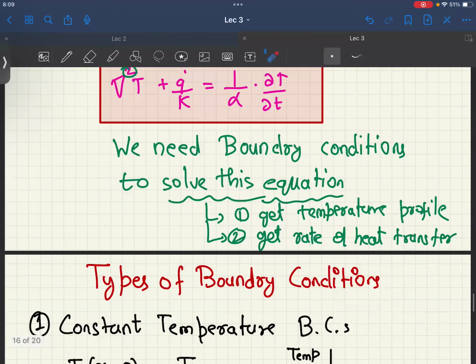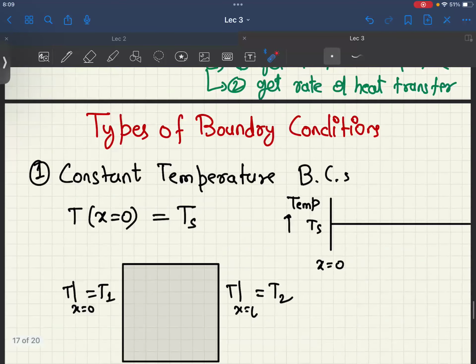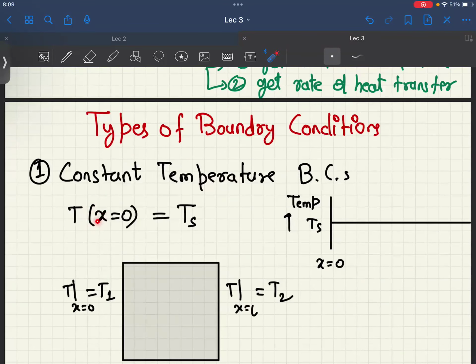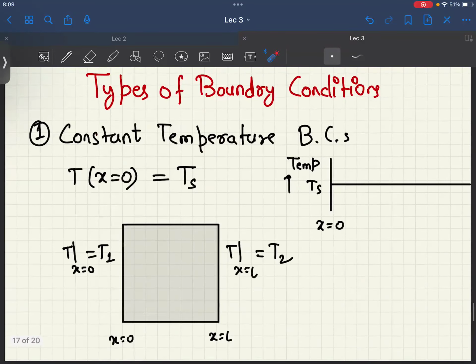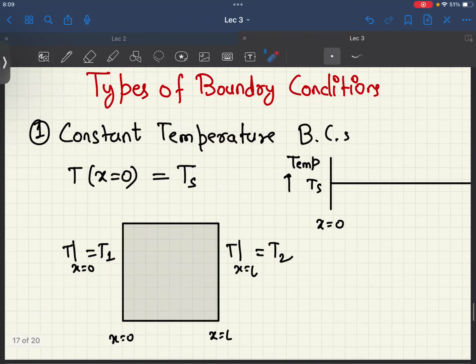Now what are the different types of boundary condition? One type is the constant temperature boundary condition. The temperature at some position is well defined, Ts. Like for this example, you can consider that this is a slab. The temperature at x equal to 0 is T1, and the temperature at x equal to L is T2. So this is one type of boundary condition.